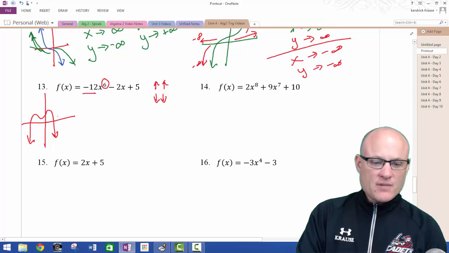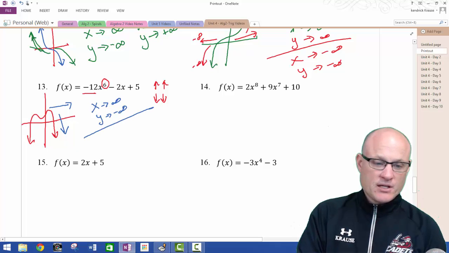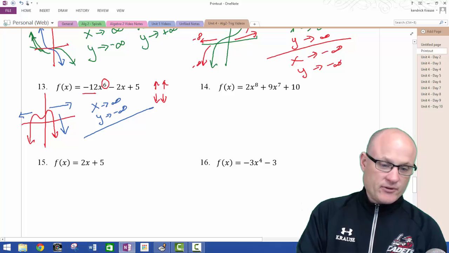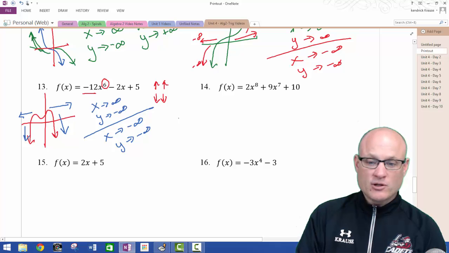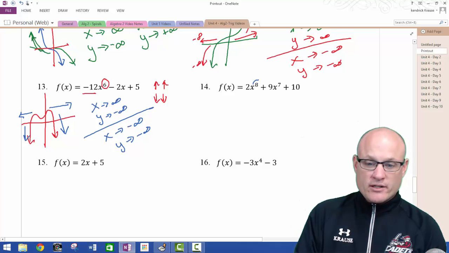So as x goes this direction, do you see y going in this direction? So as x approaches infinity, y approaches negative infinity. As x goes towards negative infinity, isn't y also going towards negative infinity? So as x approaches negative infinity, y also is approaching negative infinity.